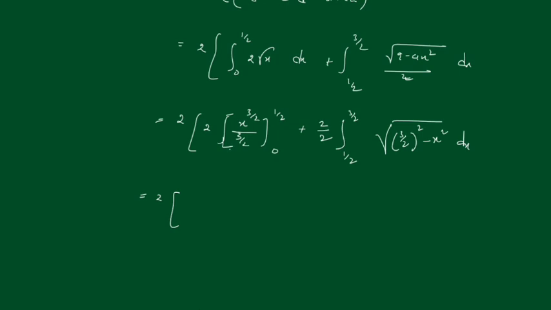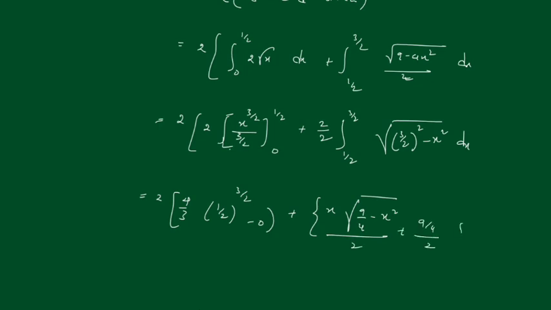Here, when the denominator goes to the numerator, it becomes 4 by 3. It is 1 by 2 to the power 3 by 2, by substituting upper limit minus lower limit, which is 0, plus x under root of 9 by 4 minus x square by 2, plus 9 by 4 by 2 sin inverse of x upon 3 by 2, with limits 1 by 2 to 3 by 2.